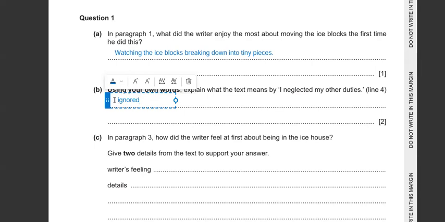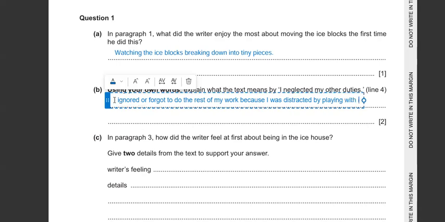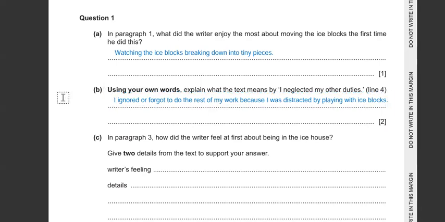I ignored or forgot to do the rest of my work because I was distracted by playing with ice blocks or ice slabs. Okay, so I have written my answer with the perspective of the I.